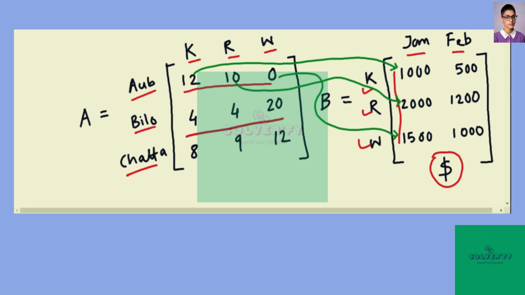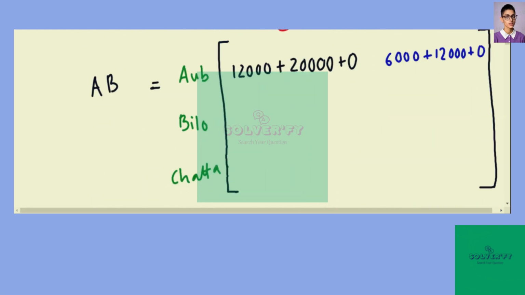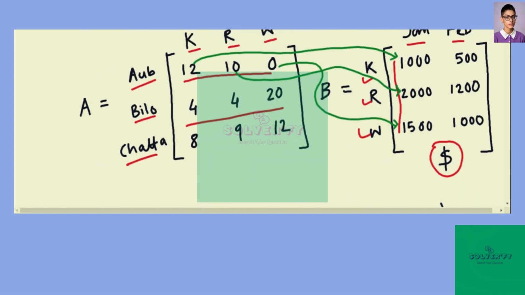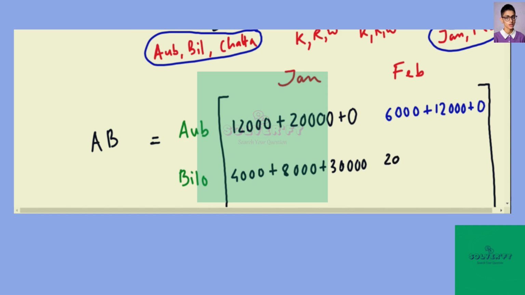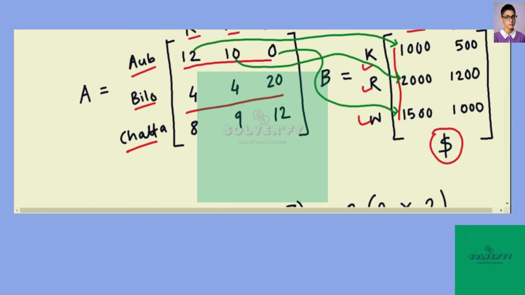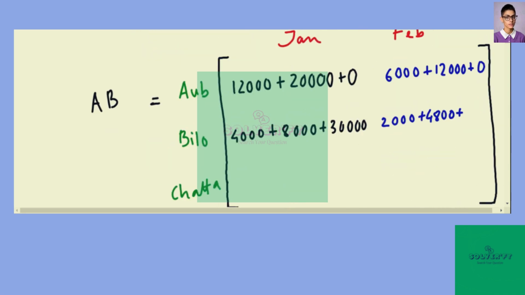Let me multiply it and write it. First of all, 4 into 1000 would be 4000, 4 into 2000 would be 8000, and 20 into 1500 would be 30,000. So 4,000 plus 8,000 plus 30,000. Then the second element would be 4 into 500, that is 2,000, 4 into 1200, that is 4,800, and 20 into 1,000, that is 20,000. So 2,000 plus 4,800 plus 20,000.